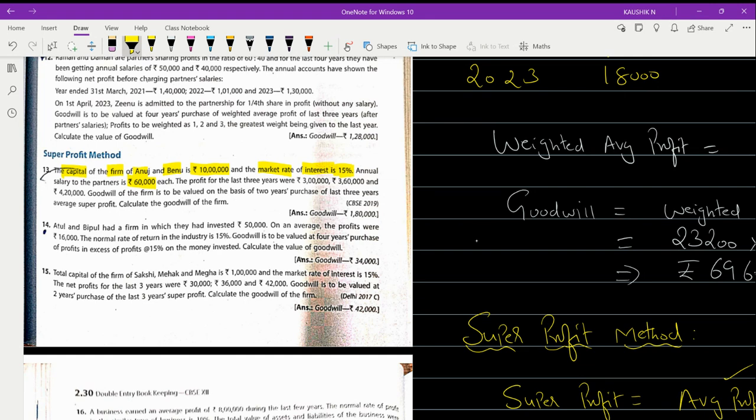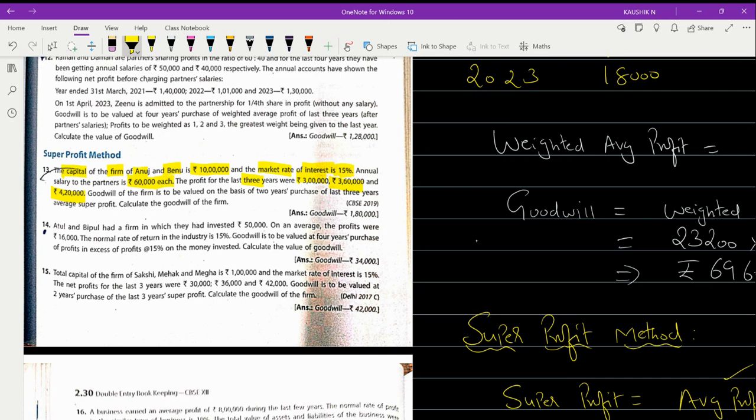Annual salary to the partner is rupees 60,000. Okay, so they say there is an annual salary payable to the partner, 60,000 each. Look here, the word each is very important. The profit for the last 3 years is given as rupees 3 lakh, rupees 3 lakh 60,000, and rupees 4 lakh 20,000 respectively.